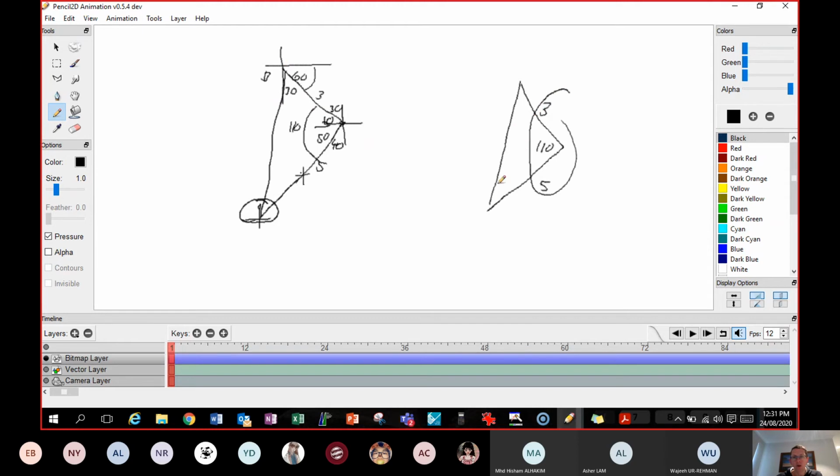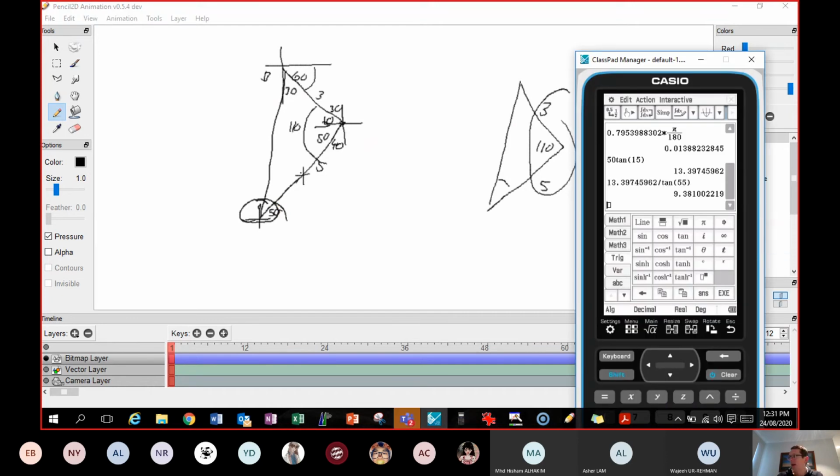Now what I want to know is what angle this is. I know that this angle down here is going to be 50 degrees, right? This is going to be 50. So what we're going to do is get onto our CAS and find out what that is.